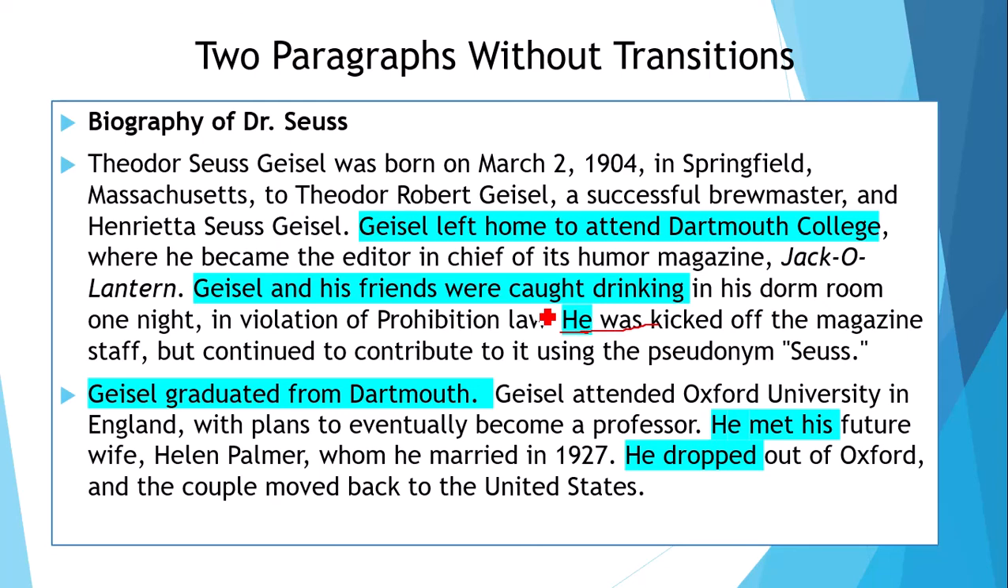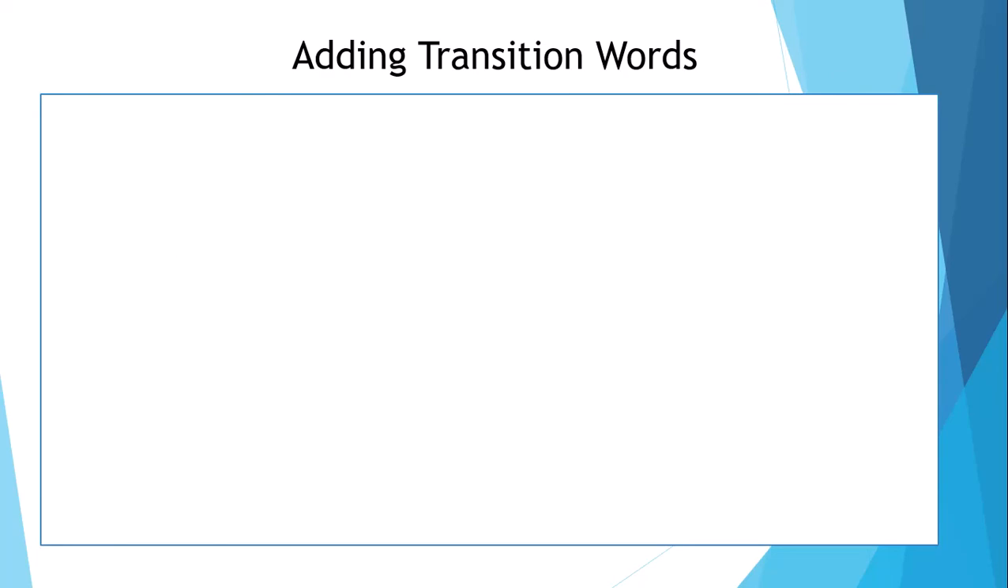Geisel attended Oxford University in England with plans to eventually become a professor. He met his future wife, Helen Palmer. He dropped out of Oxford, and the couple moved back to the United States. So again, this sentence here about his future wife does not really fit with the rest of the paragraph. And it happened at the same time while he was at Oxford, but we don't have a logical connection. So as a result, this is quite broken up. So we're just going to add some transition words. And again, we're going to return to this next time to smooth it out even further.